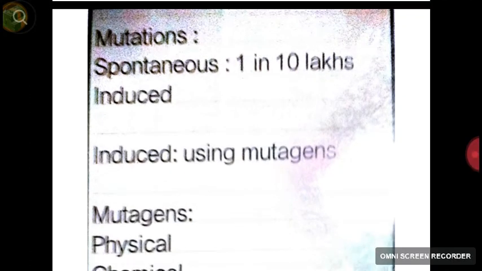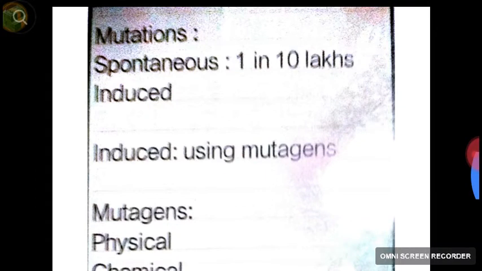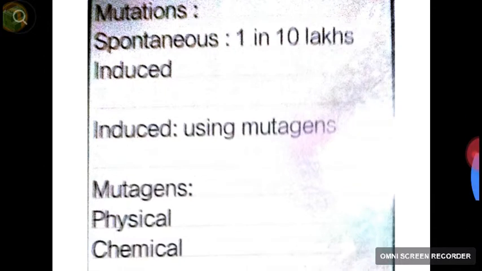Mutations are of two types: spontaneous mutations and induced mutations. Spontaneous mutations occur naturally; we don't induce them. The frequency of spontaneous mutation is 10 to the power of minus 6, meaning for every 10 lakh plants, spontaneous mutation occurs in 1 plant. Induced mutations are the mutations we induce by using mutagens.